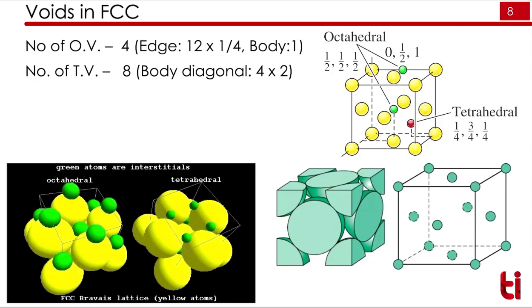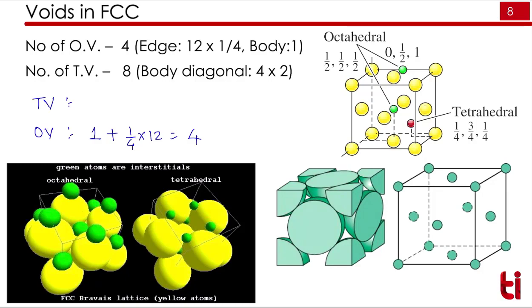Similarly, for FCC, we have 2 octahedral void positions. One is at half, half, half, and one is at 0, half, 1. So we will again calculate the positions in FCC, tetrahedral voids and octahedral voids. The octahedral void at half, half, half is exactly at the center. It means it will share its full portion, plus the void at the edge will share 1/4 portion, into 12 edges. So the answer is 4.